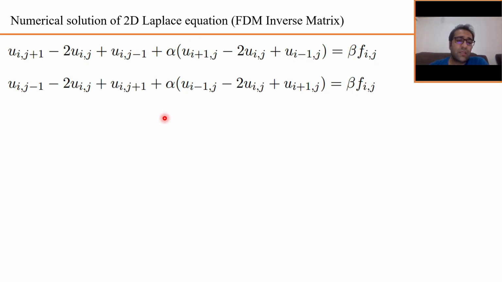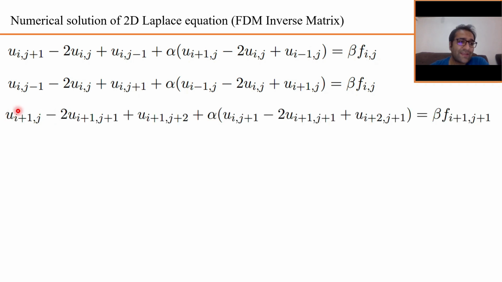Because I'm going to solve this problem using MATLAB, and we know that in MATLAB the zero index is not allowed for arrays or matrices, in order to avoid these zero indexes, I shift all the indexes by one. How? Instead of i, I write i plus one, instead of j, I write j plus one, and this j plus one minus one will be j, and so on and so forth. So I shift all the indexes by one, and at the right part, instead of beta f i j, I have beta f i plus one j plus one.